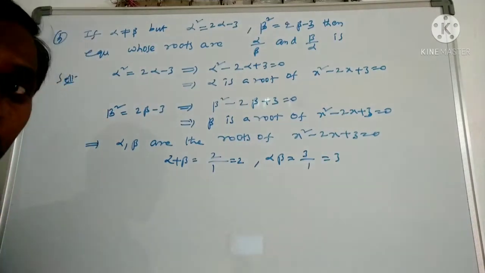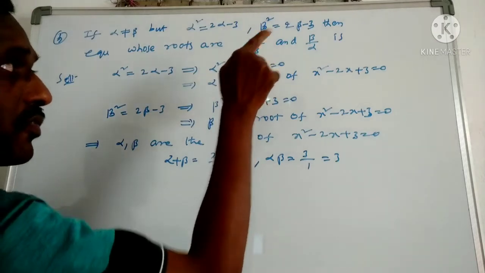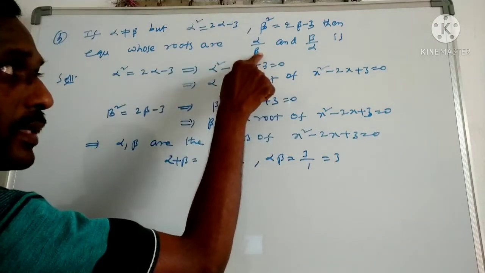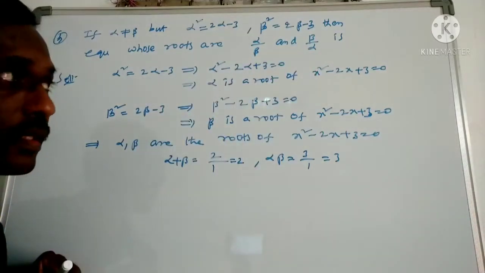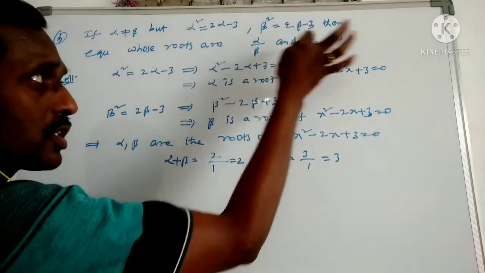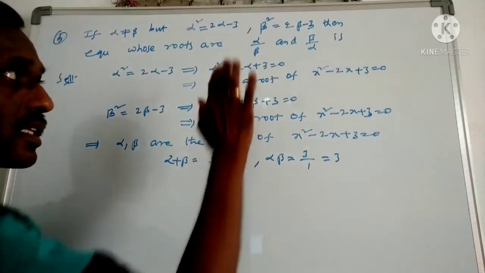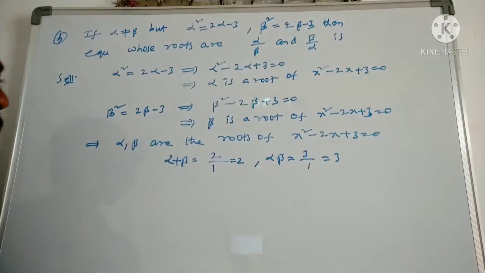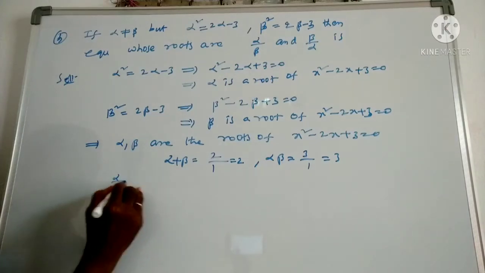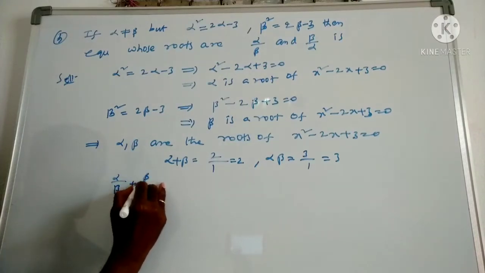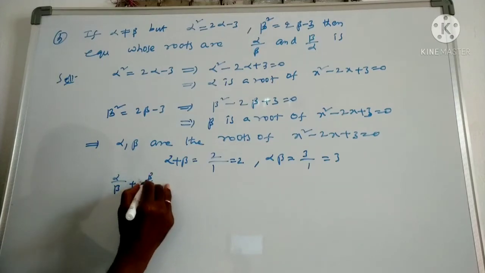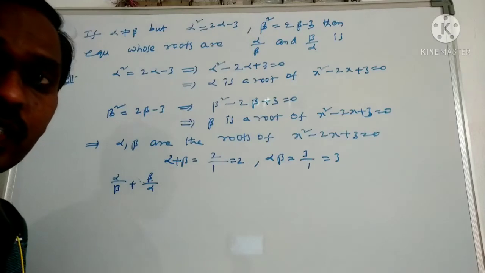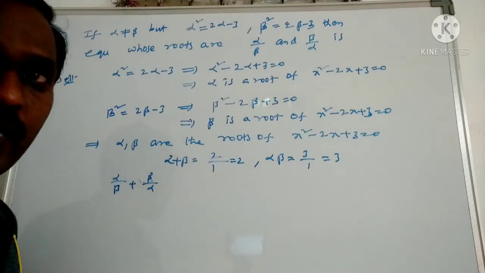Now we have the sum and product values. What do you have to find? We have to form the equation whose roots are alpha by beta and beta by alpha. So if I assume this is one root and this is another root, then we need the sum and product of these. I am going to find the sum of the values first: alpha by beta plus beta by alpha. Why?